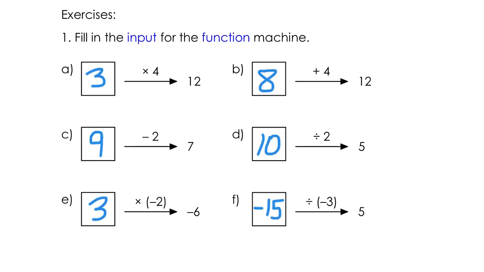Here are the answers. The opposite of multiplying is dividing, so 12 divided by 4 is 3. The opposite of adding is subtracting, so 12 minus 4 is 8. Here it's subtract 2, so going backwards we add 2. Divide by 2, the opposite is times 2. Multiplying by a negative, well, the inverse would be dividing by that negative. So negative 6 divided by negative 2 is positive 3.